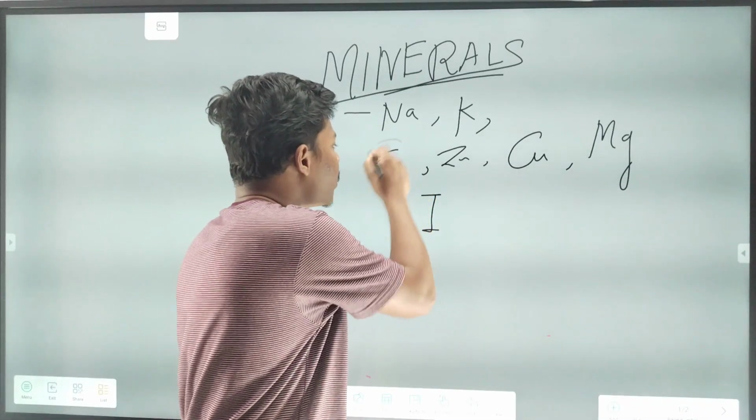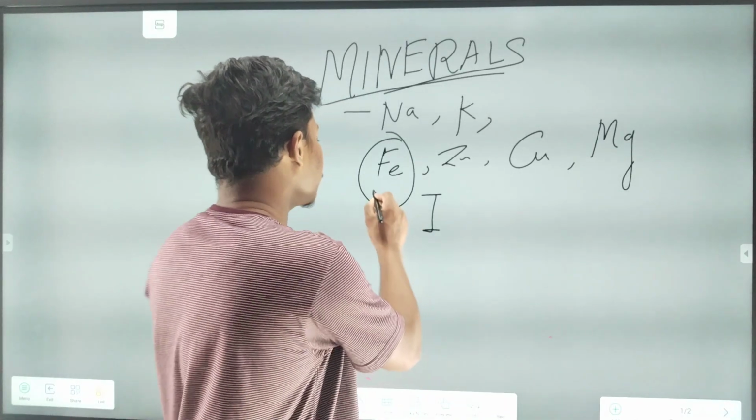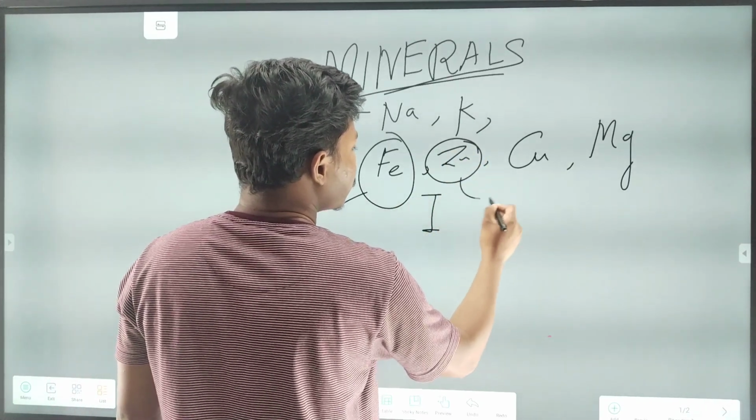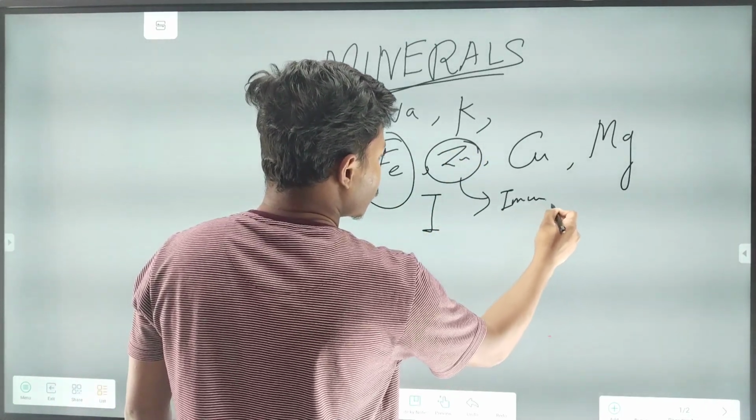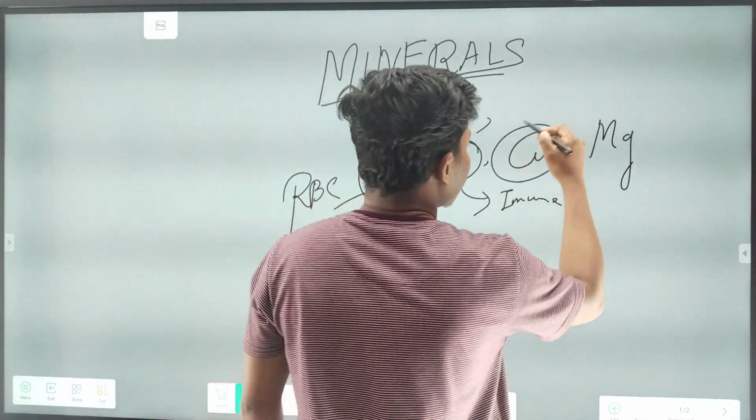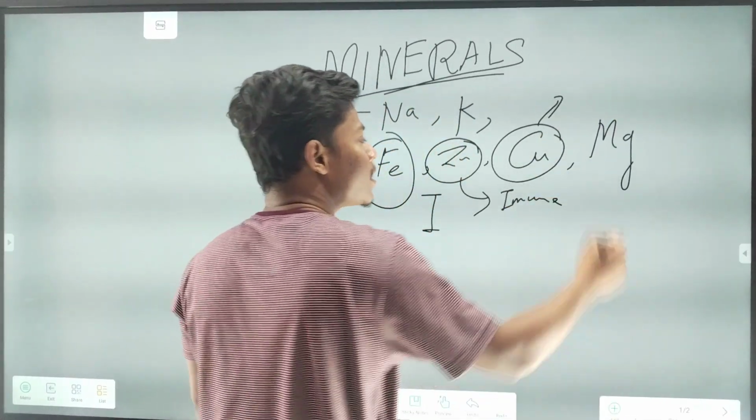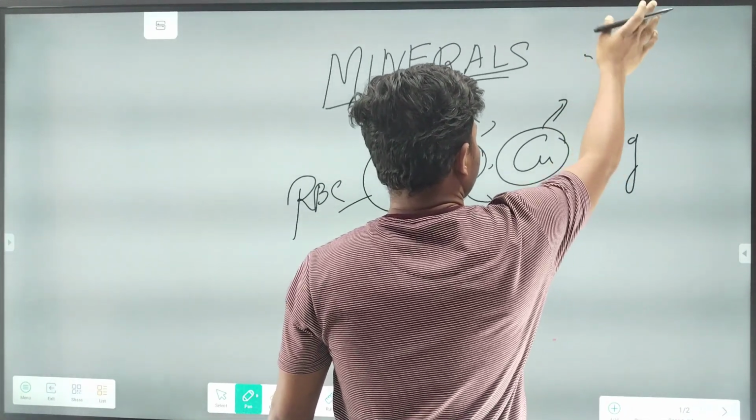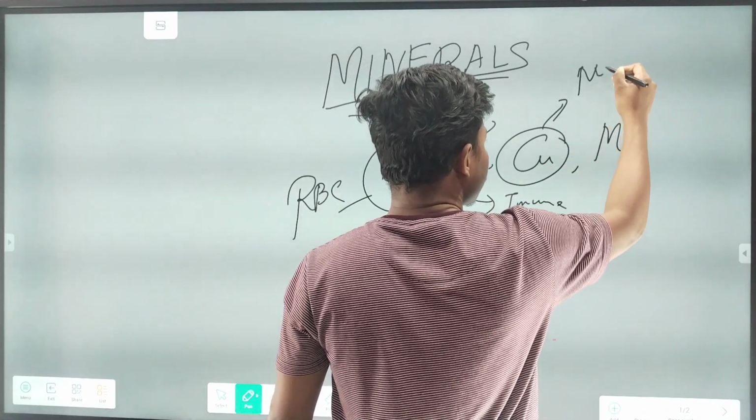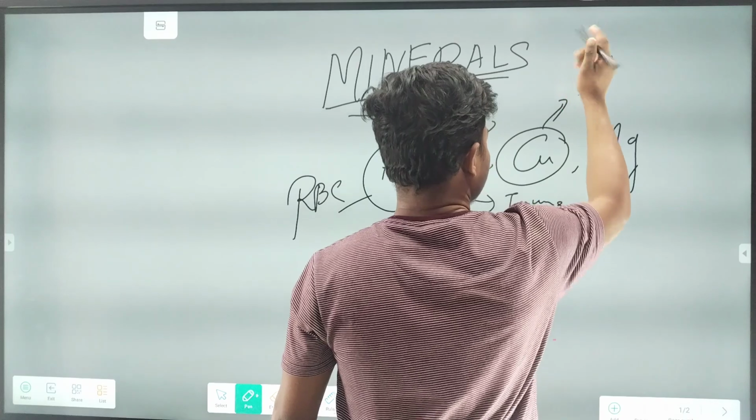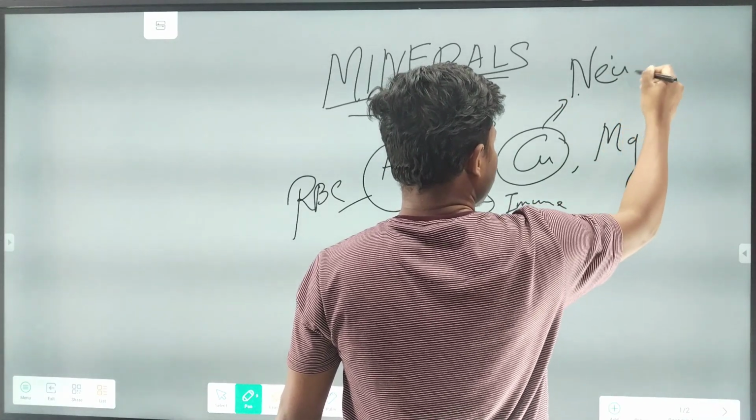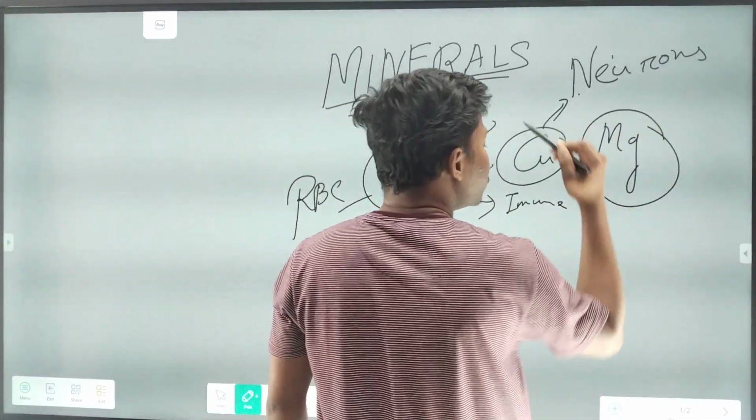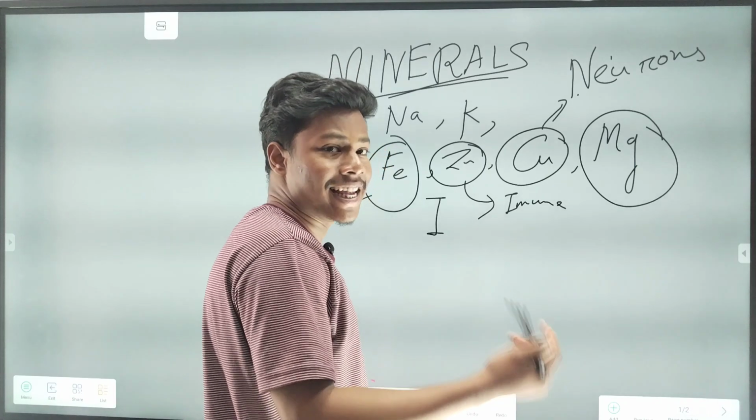This iron is basically required for your RBC, and this zinc is required for your immune system. And this copper is required, for example again, for your neurons. Then we have magnesium. Magnesium is also required for certain enzymes to work.